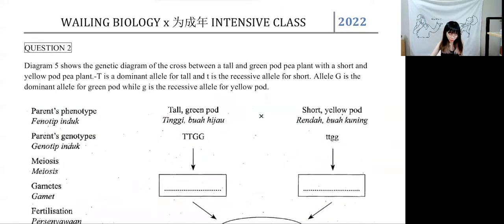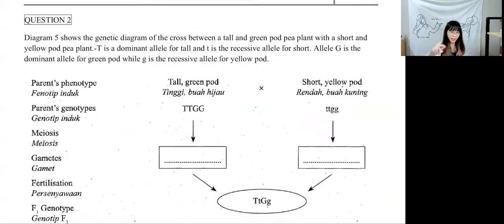Okay, we're going to try one more question or maybe two more questions over here. Diagram 5 shows the genetic diagram of a cross between a tall and green pod pea plant with a short and yellow pod pea plant. Big T is dominant, and small t is recessive. Big G is dominant for green. Sorry, I should highlight the tall word. This is the tall, this is the short, G is green, small g is yellow.